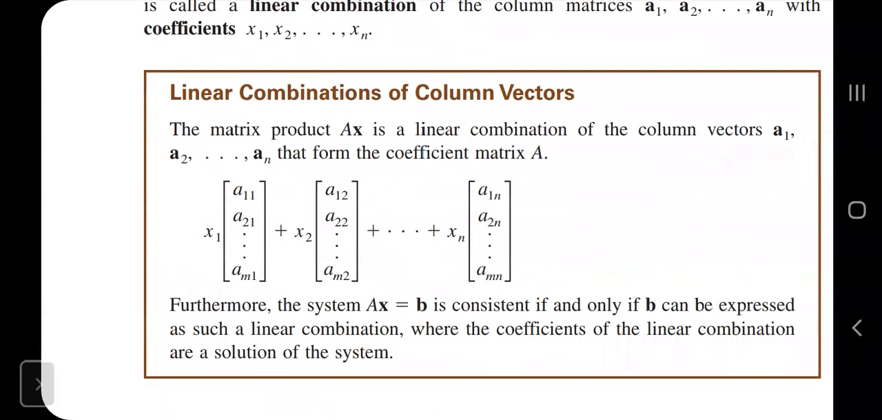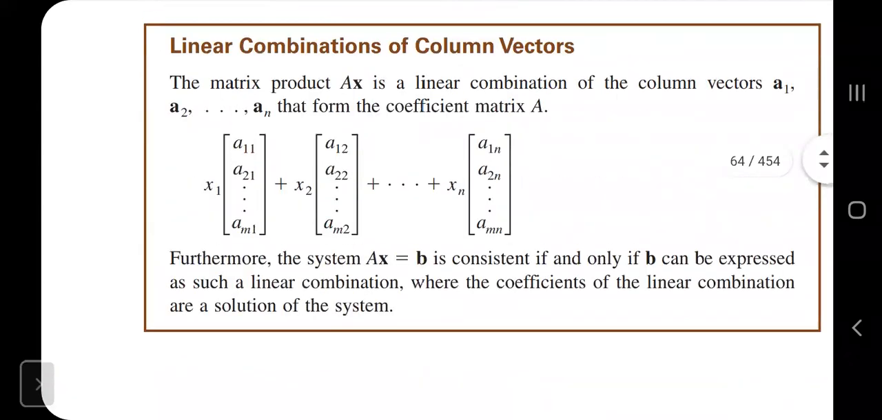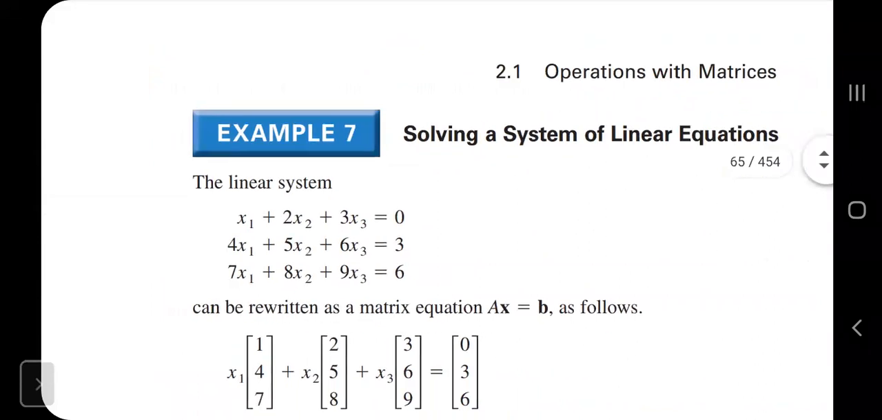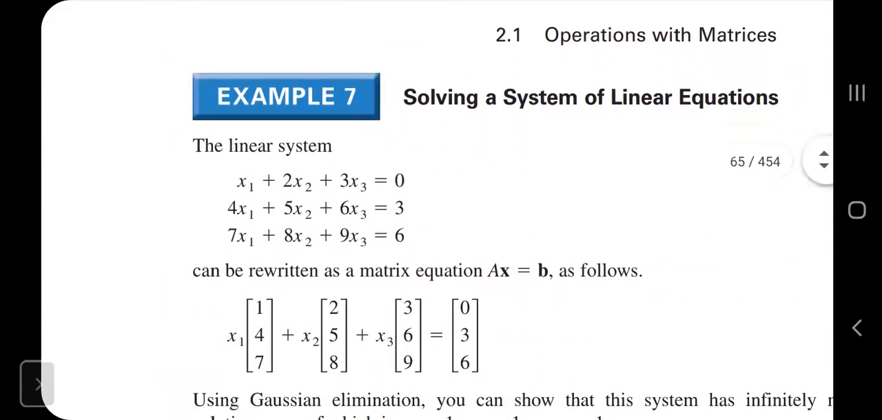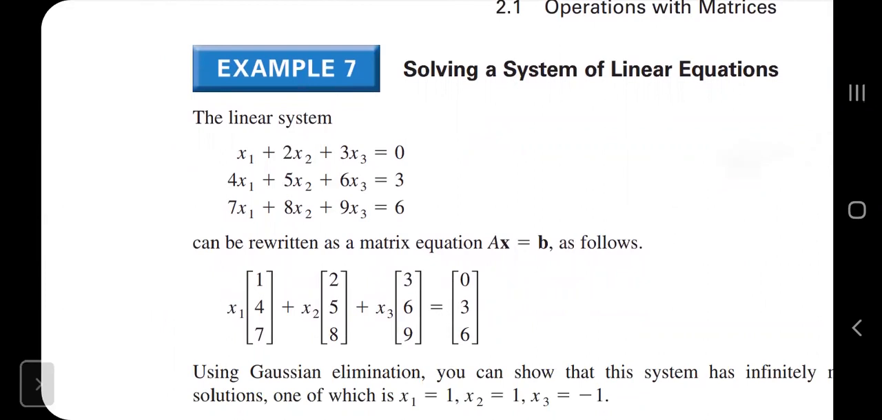There you go, this is a linear combination. This is just a definition summarizing what we just did. So if you have a system of linear equations, a way of viewing that is to express it as x1 times the column 1, 4, 7, x2 times the column 2, 5, 8, x3 times the column 3, 6, 9, and that equals the column 0, 3, 6.